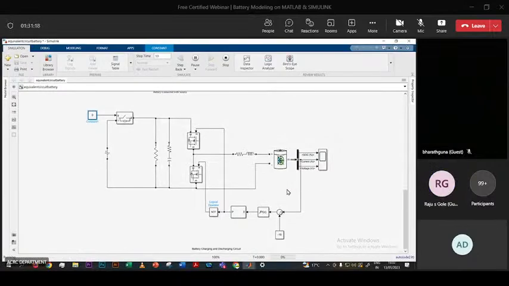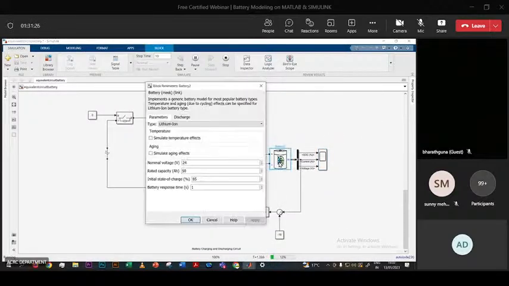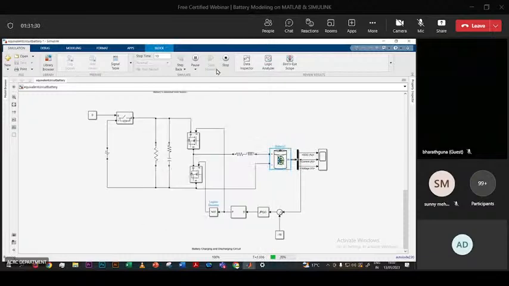So I am again running my model. From here you can see that I have made the nominal voltage... let it change.